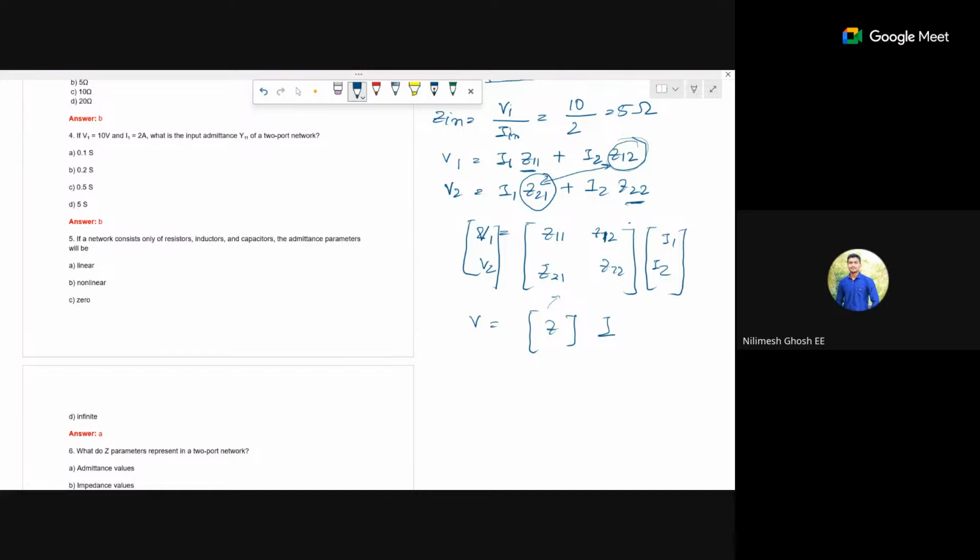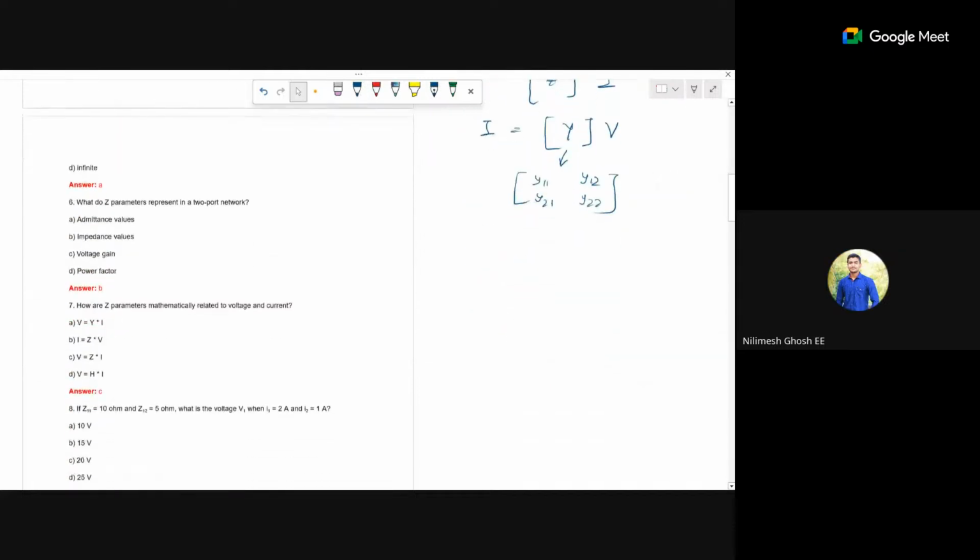Now similarly we can say that I equal to the Y matrix into V. What is this Y matrix? The admittance matrix: Y11, Y12, Y21, Y22. Okay.